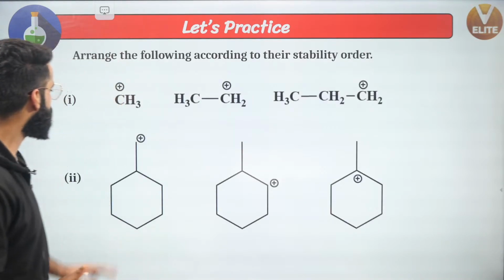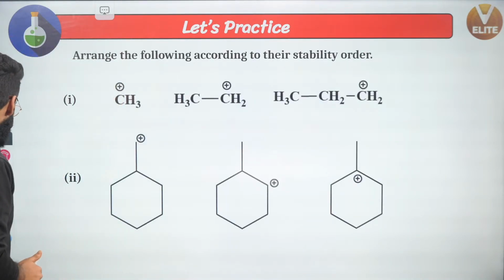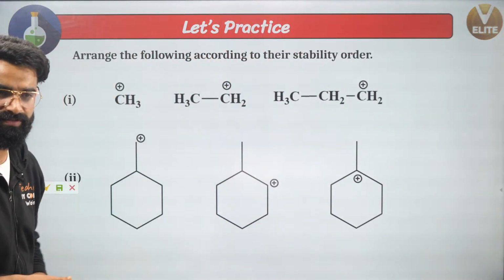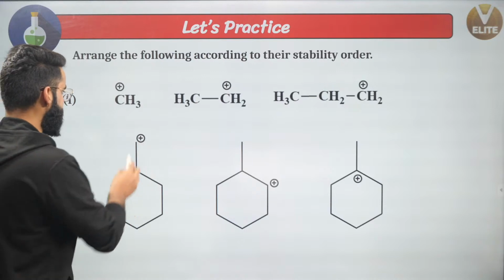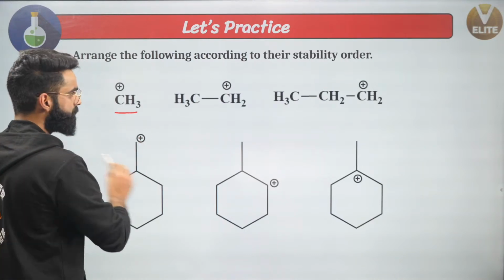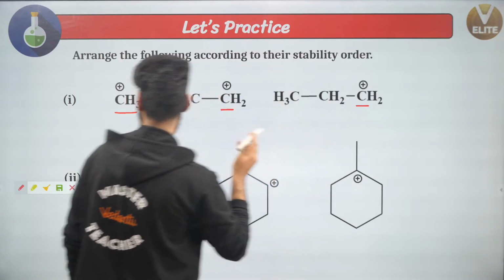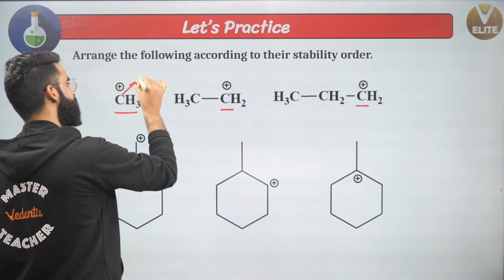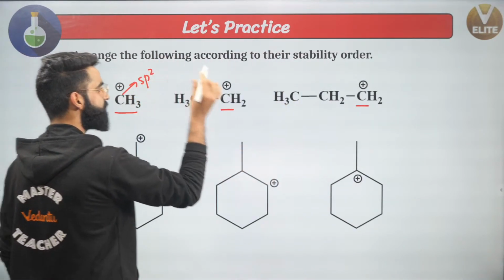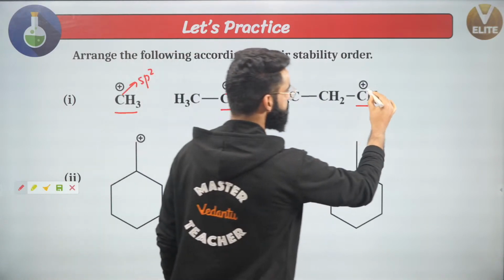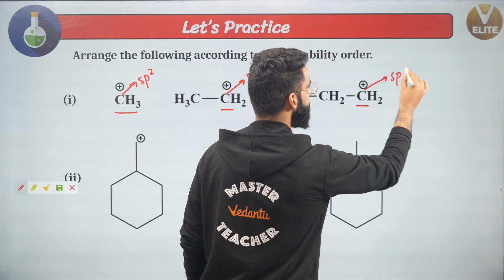Now guys, let's talk about the stability order by means of hyperconjugated structures. See, this is something as CH3 positive. Right here, there is positive charge on this carbon. If I ask you, what is the hybridization of this carbon? Right here, it's sp2. If I ask you, what is the hybridization of this carbon? It's again sp2. If I ask you, what is the hybridization of this carbon? Right here, it is sp2.